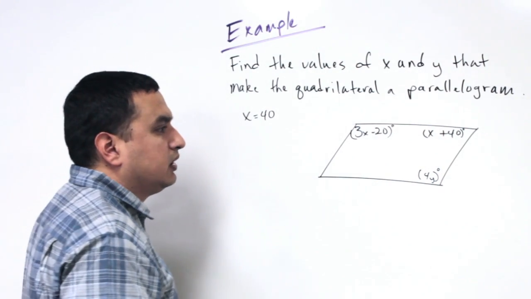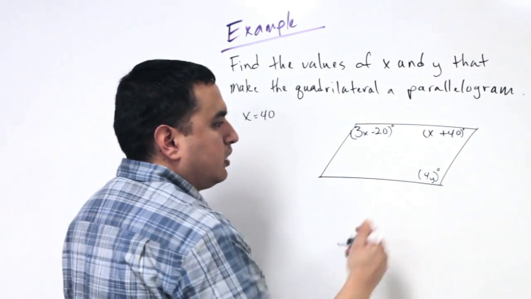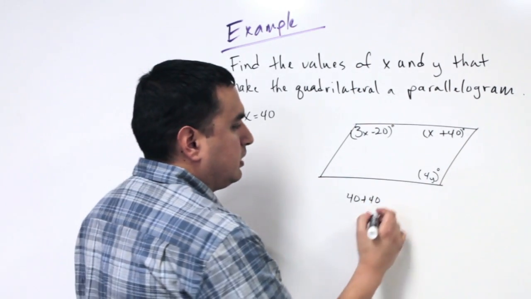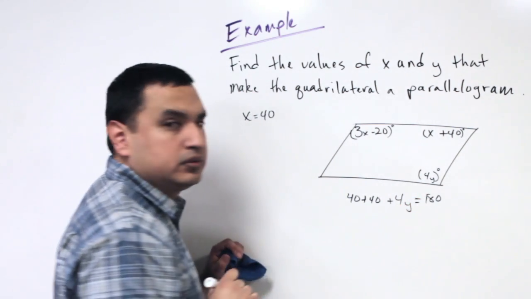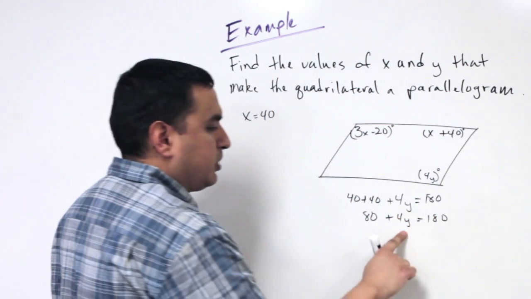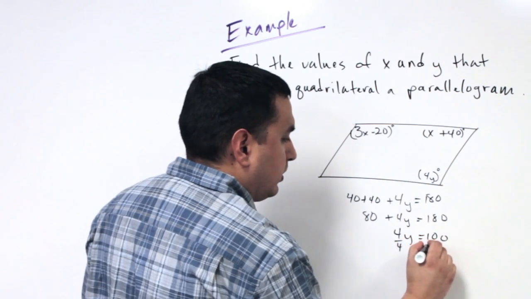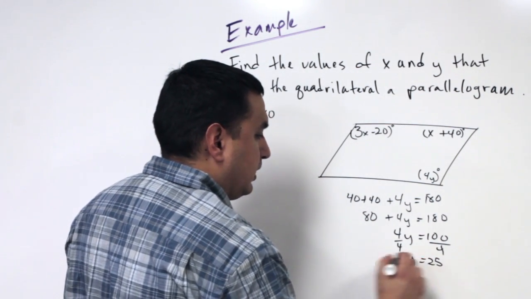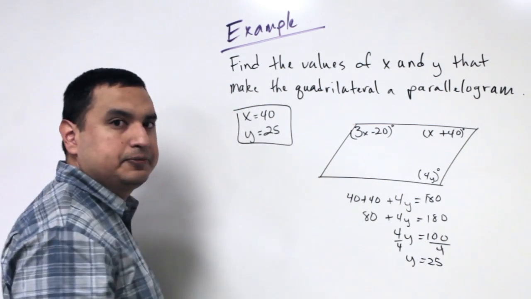Okay, now we can solve for y. The other side over here, these are consecutive, so that means I can do 40 plus 40. If I substitute my 40 for x, I know that 40 plus 40 plus 4y has to equal 180. So this gives me 80 plus 4y equals 180. Subtract 80 from both sides, tells me that 4y is 100. And then if I divide by 4, that tells me that y is going to be 25. All right, so for this problem, x is 40 and y is 25.